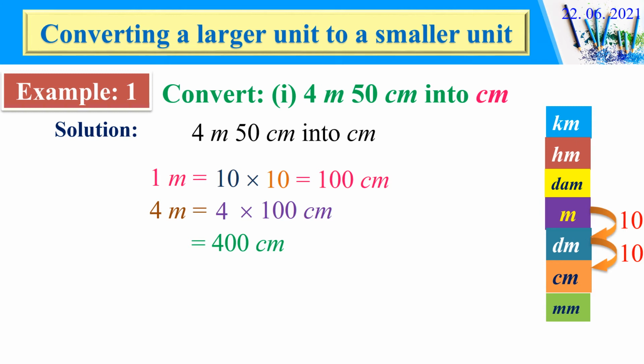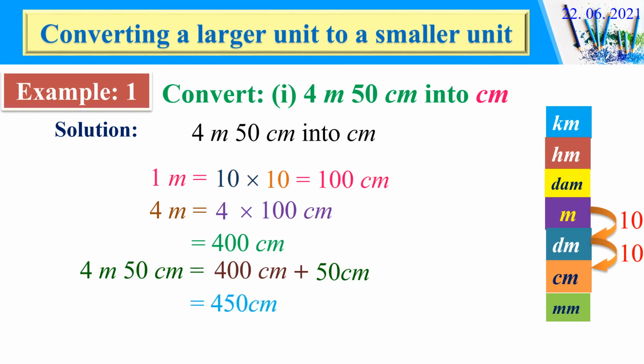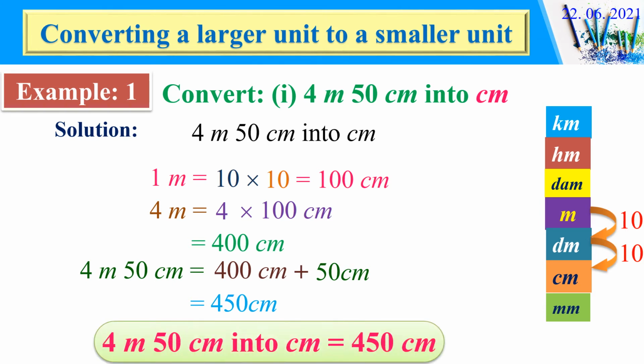Now, in the question, we have another 50 centimeter. We have to add that 50 to 400 centimeter. So 4 meter 50 centimeter is equal to 4 meter converted to 400 centimeter plus 50 centimeter. Therefore, the solution is 450 centimeter for the given sum. 4 meter 50 centimeter into centimeter is equal to 450 centimeter.